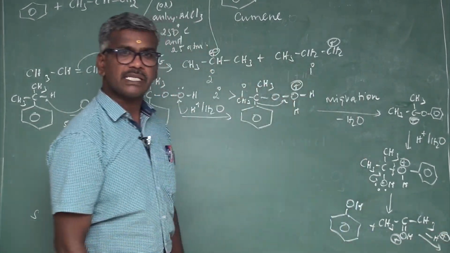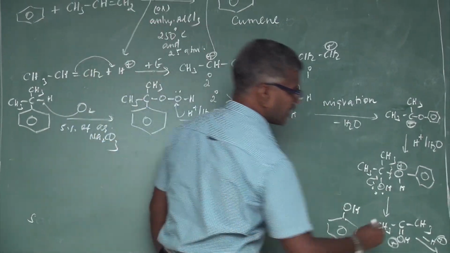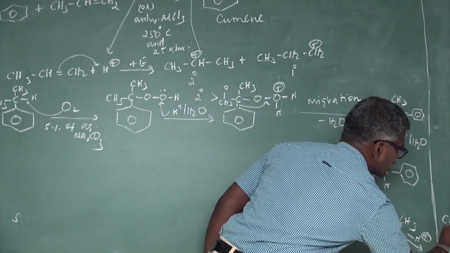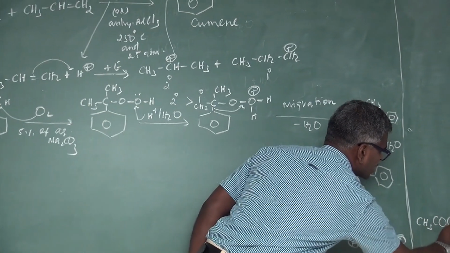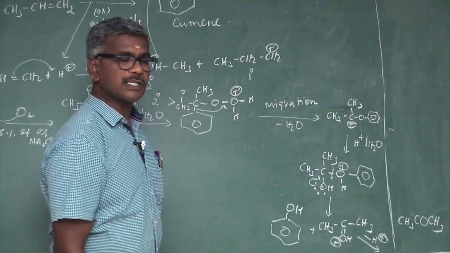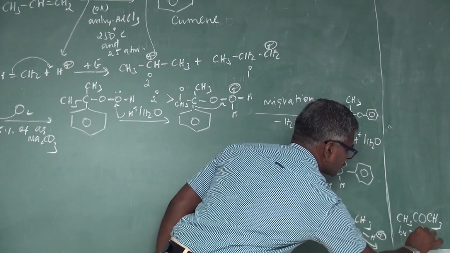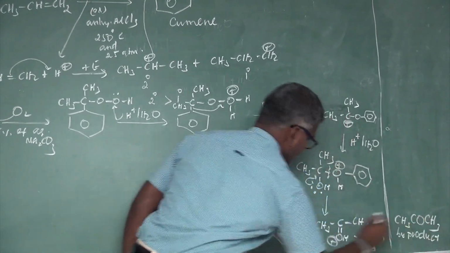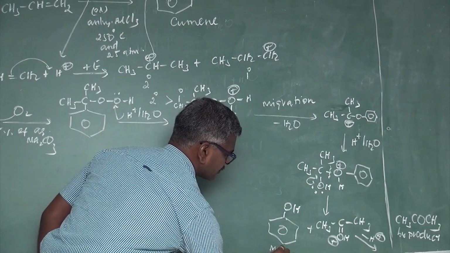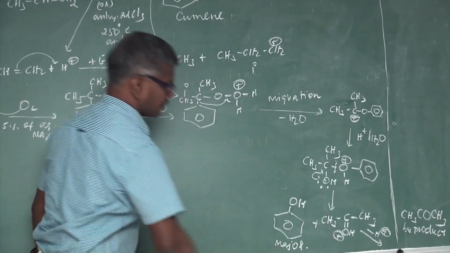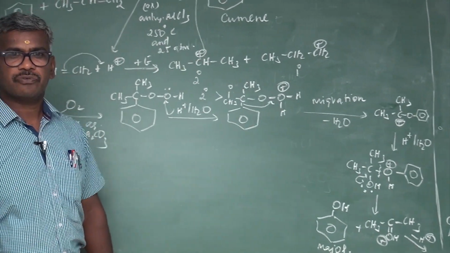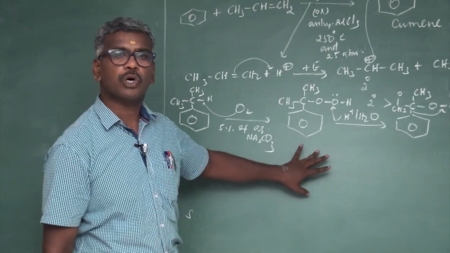Deprotonation means removal of a proton, finally forming CH3 CO CH3. Acetone is formed as a byproduct. This one is the major product. These are the preparations of phenol. This is a very important method.